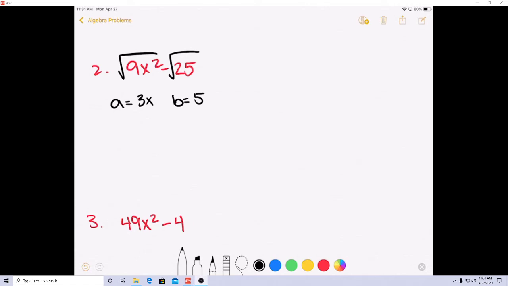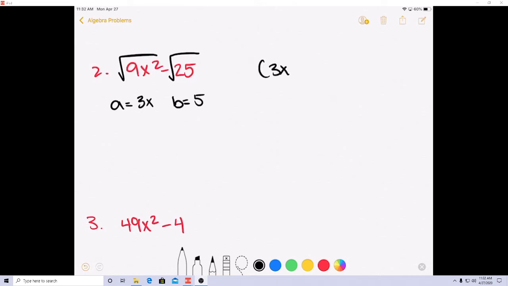So again, you start off by square rooting both of them. And you can only use it if they're both perfect squares. It's got to be two terms, okay? It's got to be a binomial. So I got my a and b, and now I just plug it in. A plus b, a minus b.